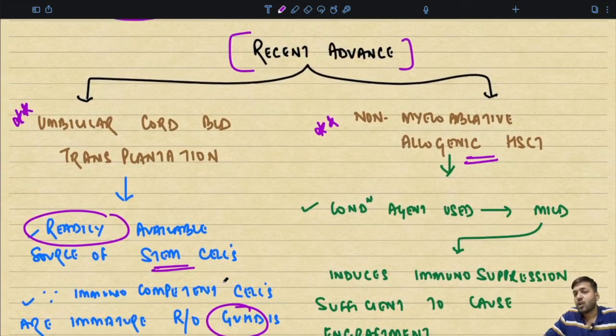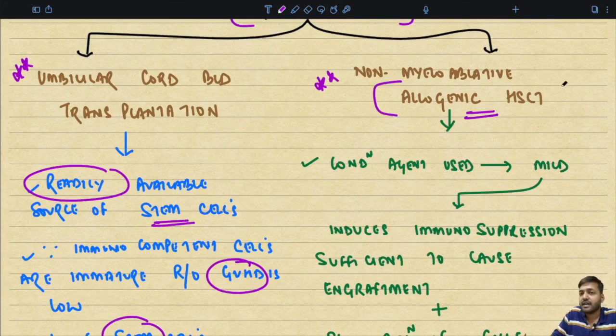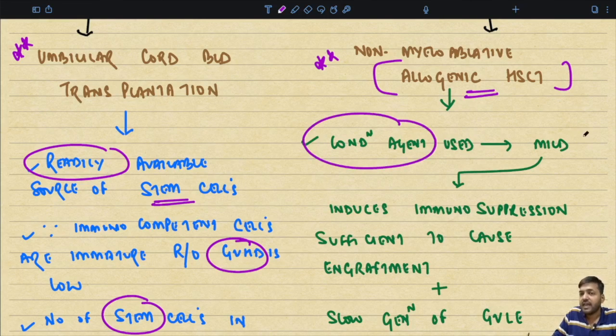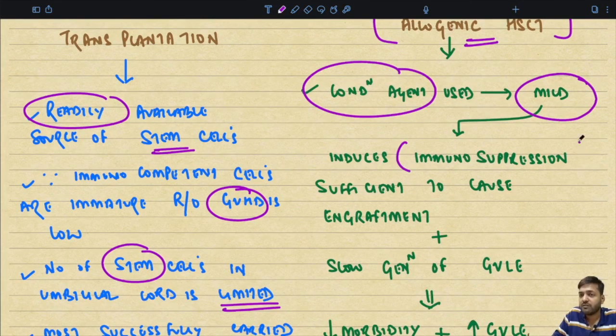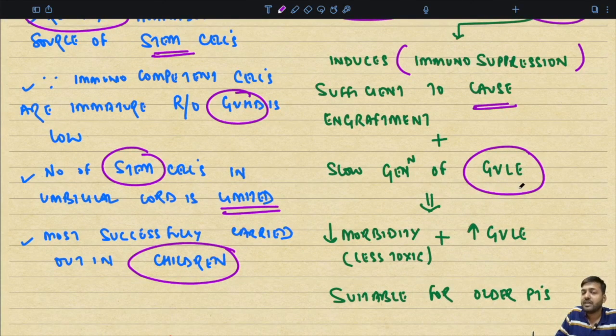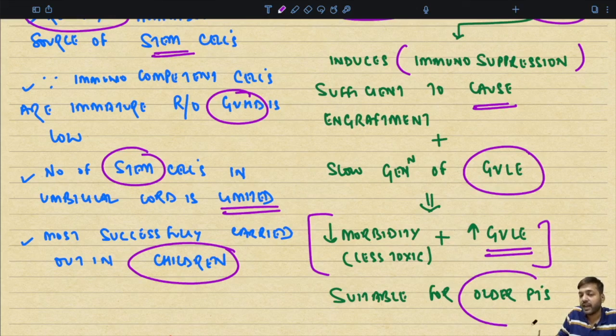Now, the other variety, the non-myeloablative variety of allogenic HSCT. It is a type of allogenic variety only, but the conditioning regimen that we use is very mild. It induces immunosuppression sufficient to cause engraftment, but it also induces slow generation of the graft versus leukemia effect. The basic idea of using a mild conditioning agent is that we can make the allogenic variety of HSCT more acceptable to the patient. So it becomes less toxic, causes less mortality and less morbidity, and there is more graft versus leukemia effect that is required to treat the relapse. This non-myeloablative variety is again suitable for older patients.